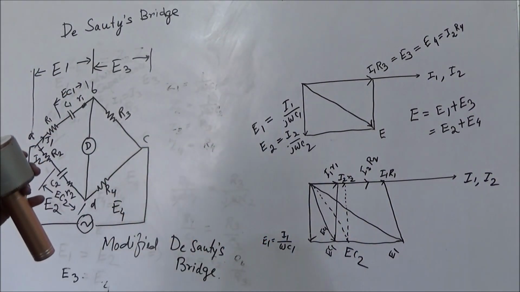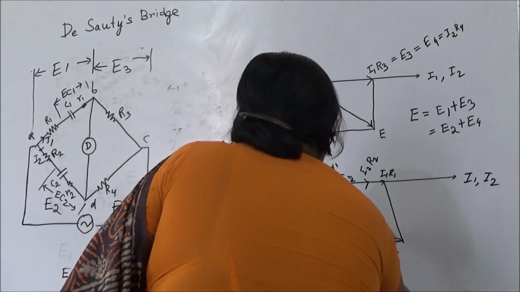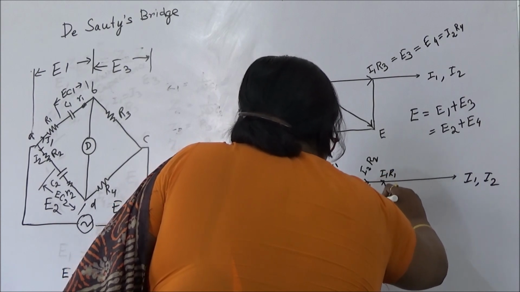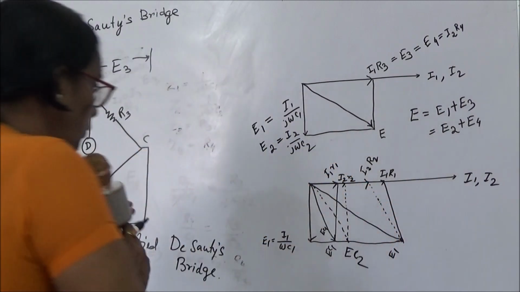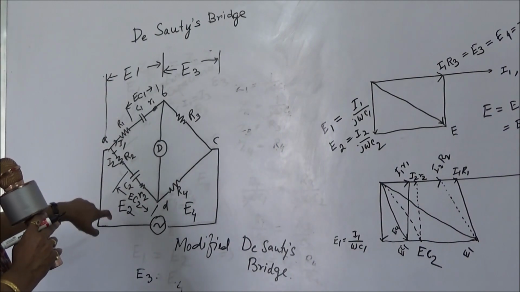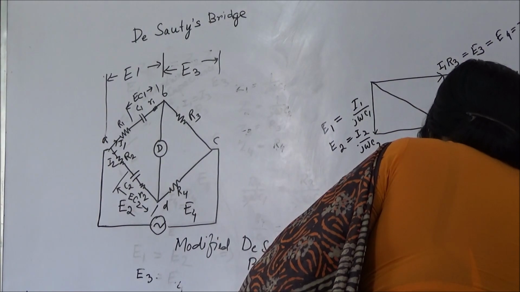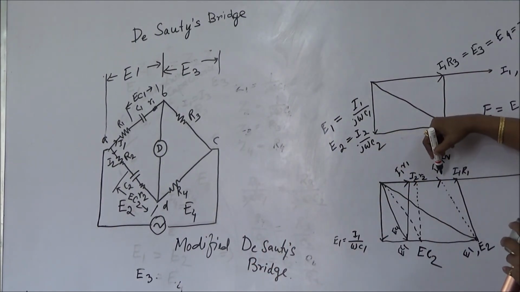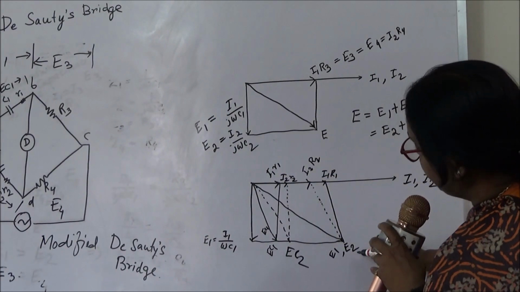So EC2 plus I2 R2 is equal to E2, and E1 and E2 must be same. So this is my E2. So I2 R2 plus EC2 is equal to E2.